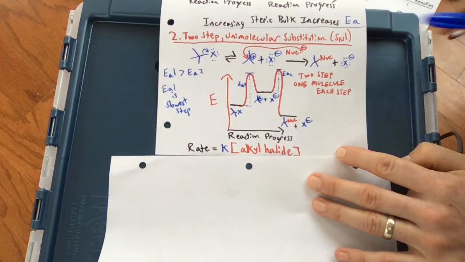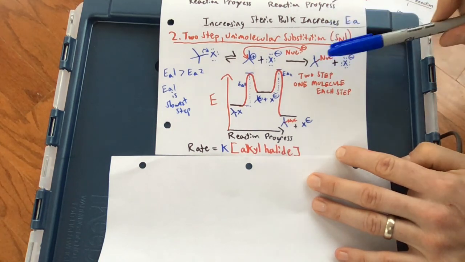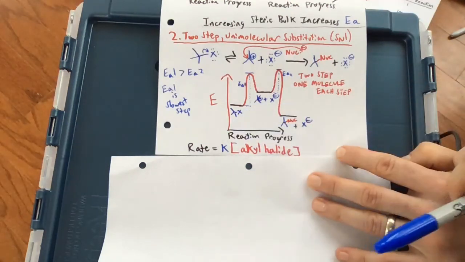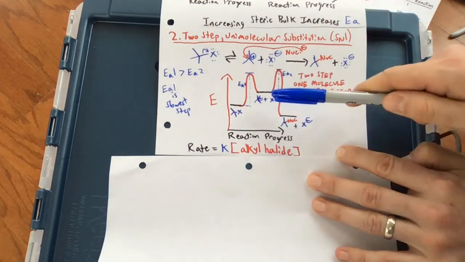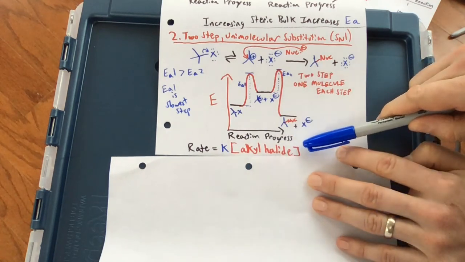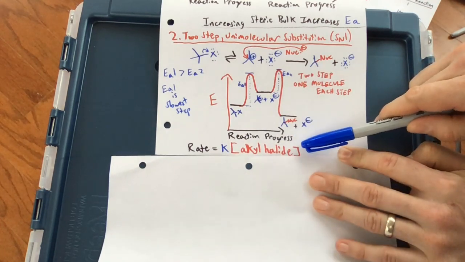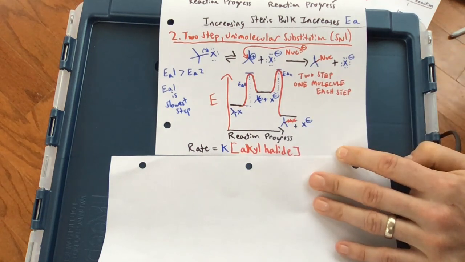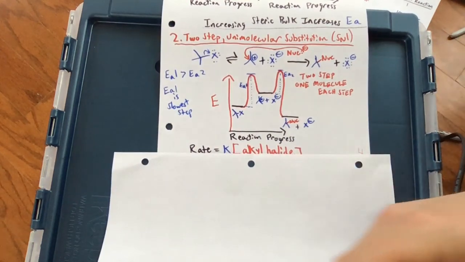To just recount on this two-step unimolecular substitution reaction, or SN1, we have two steps with one molecule doing the work in each step. You have an intermediate and two transition states, and the rate law is unimolecular and first order because you only have one power here with the alkyl halide. So that is section 7.3.